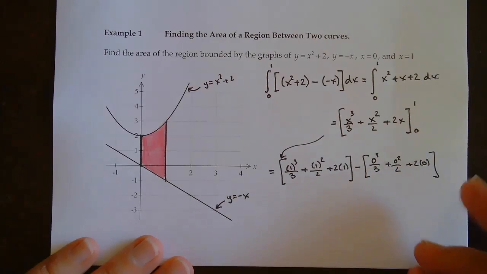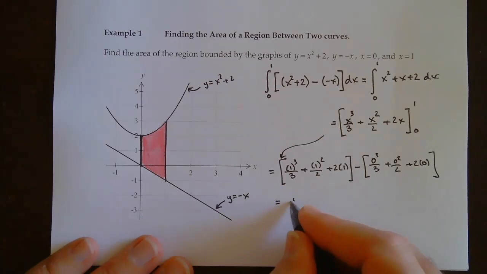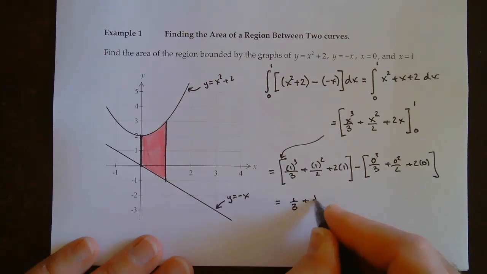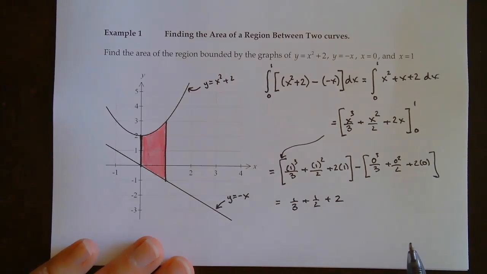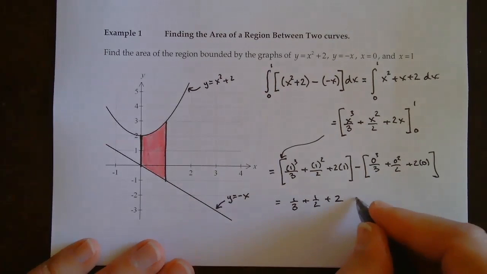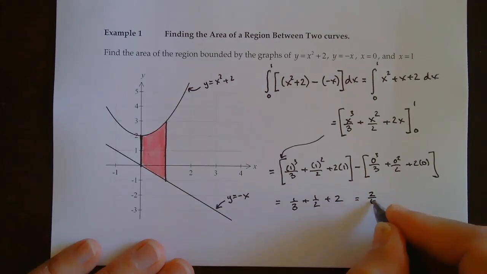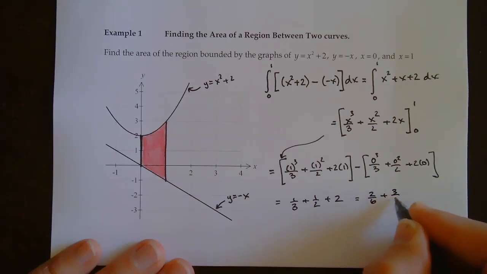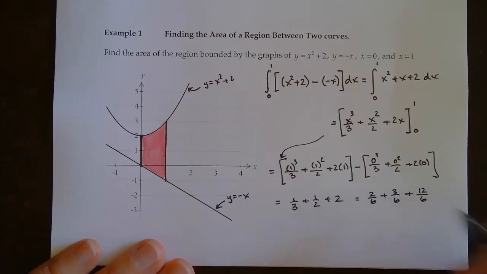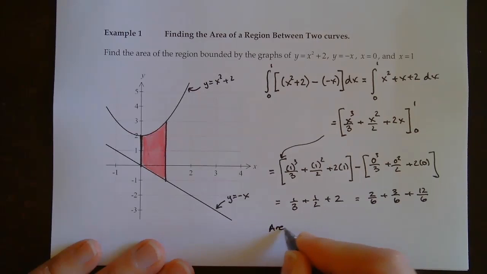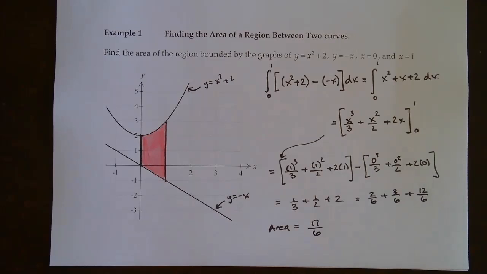What do we know about this one? That's going to be 0, right? So this turns out to be 1/3 plus 1/2 plus 2, right? And a common denominator for all of these would be 6. So this would be 2/6 plus 3/6 plus 12/6, because 12/6 is 2. And if we add those together, we would get 17/6. So that's the area. The area is 17/6.